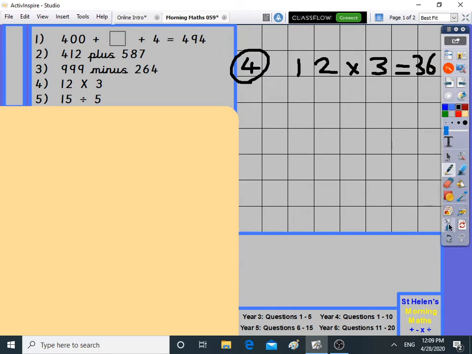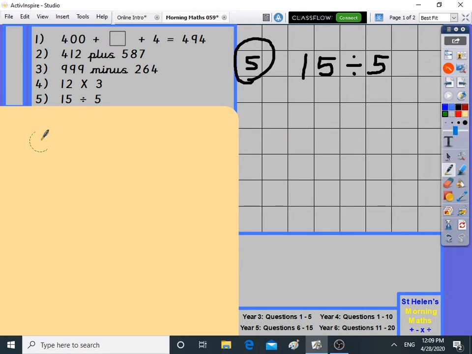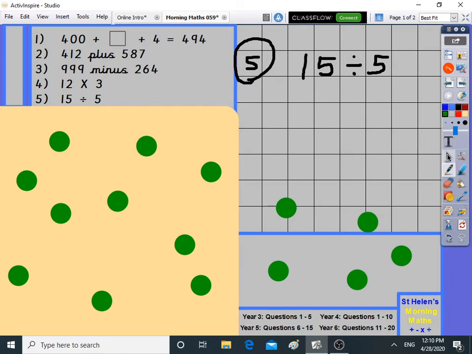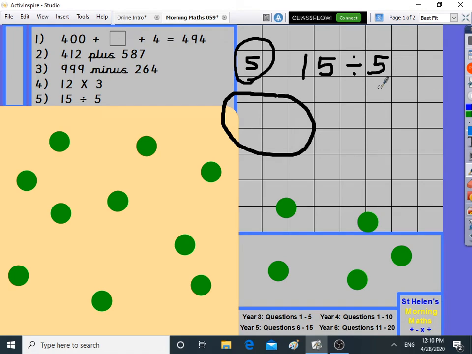And time to move on to question 5. 15 divided by 5. 15 shared between 5. So I'm going to share 15 anythings, just 15 of something, between 5. Let's get 15 green circles. 1, 2, 3, 4, 5, 6, 7, 8, 9, 10, 11, 12, 13, 14 and 15. We're going to share those between 5. I'm going to put them in groups of 5. So I'm going to make my groups with these big circles that will fit the green ones in.